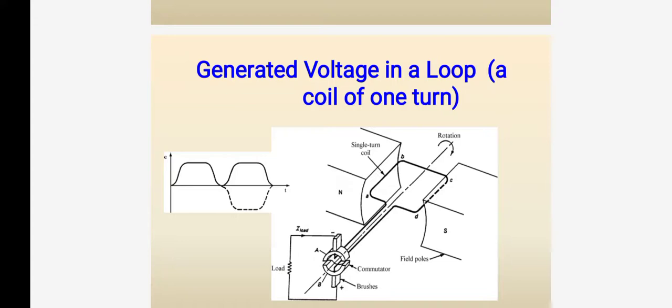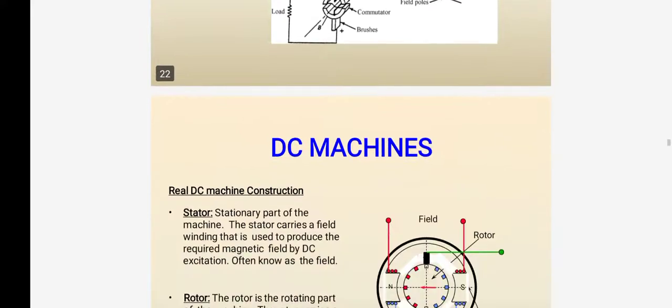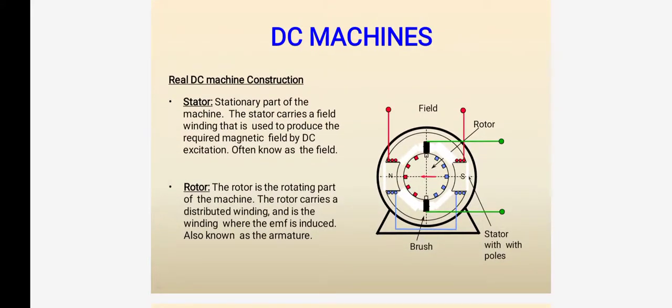So this is the detailed diagram of how it is going to be converted. Now we can go to the construction of the DC machine. A real DC machine consists of a stator and rotor. From the diagram you can see the outer ring is generally called the stator, the stator with the poles, and the inner ring is generally called the rotor.